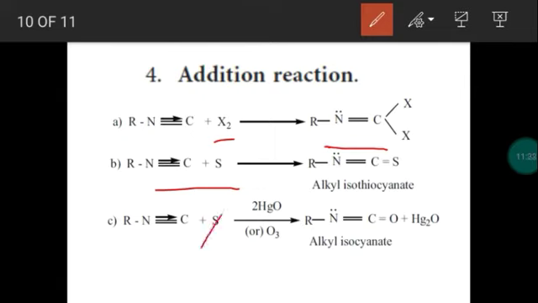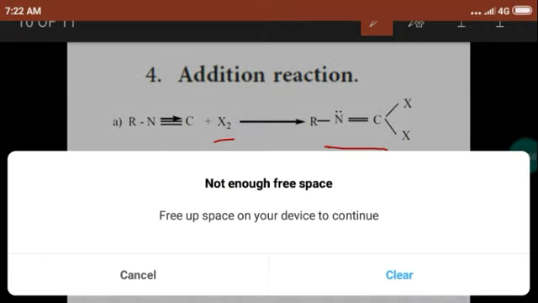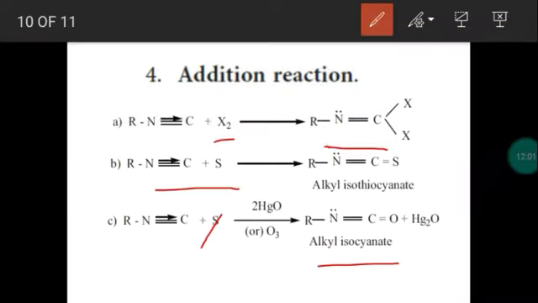Now just change this to oxygen, not sulfur. When oxygen is added to alkyl isocyanide, isocyanate is formed. NCO is called what? Isocyanate. So due to the addition reaction, in the presence of mercuric oxide or ozone, isocyanide will give you isocyanate. Alkyl isocyanate will be formed along with the liberation of mercurous oxide. So with this, the preparation and the properties of alkyl isocyanides, that means carbylamines, are over.